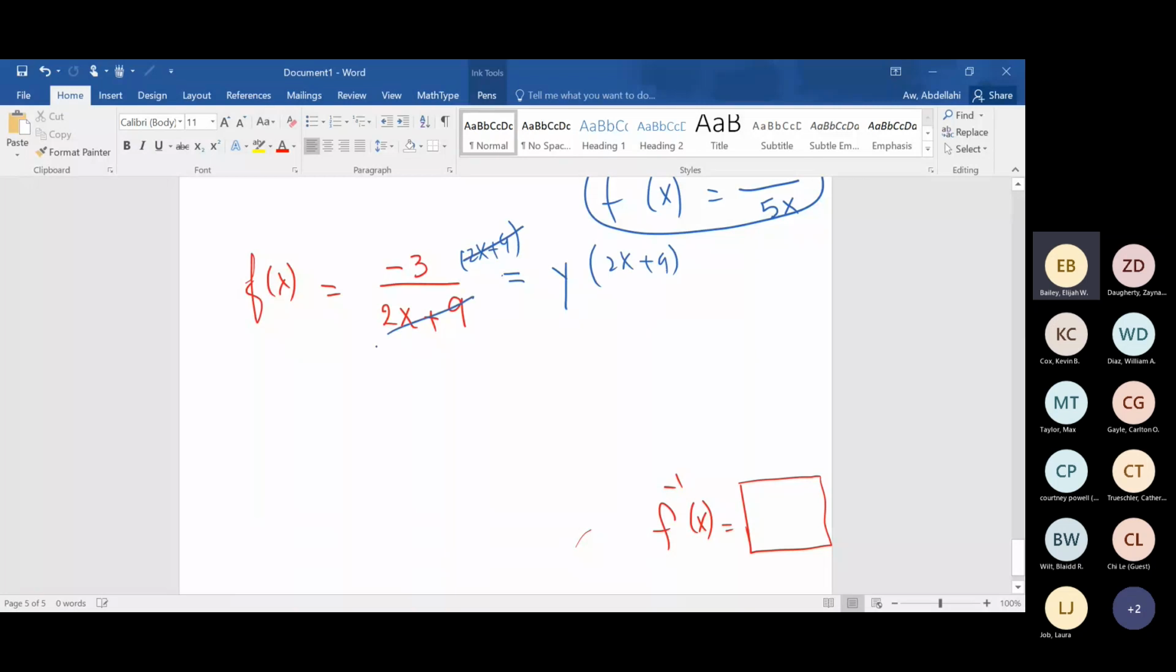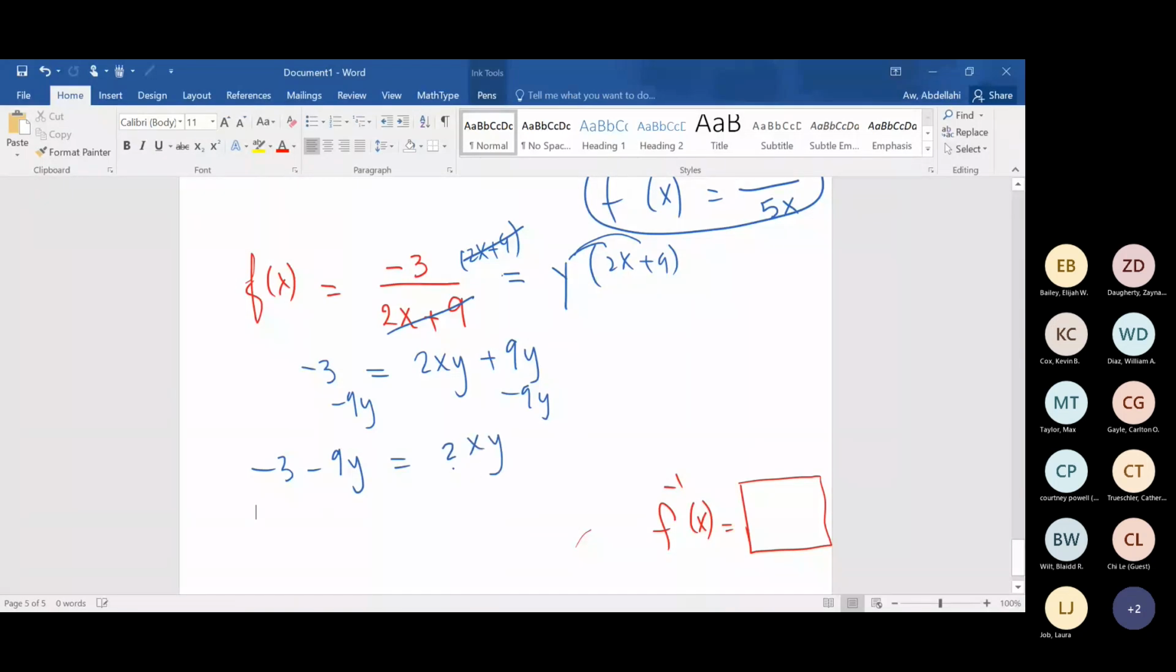Then you add, because you end up with 2xy plus 9y. Then you subtract 9y from each side. Exactly. 2xy plus 9y, because we distribute, so we subtract 9y from both sides. And then you divide by 2y to get x by itself. Thank you very much. We get -3 minus 9y is equal to 2xy.